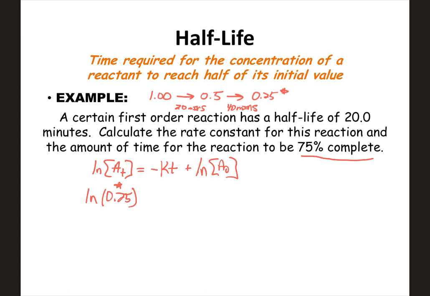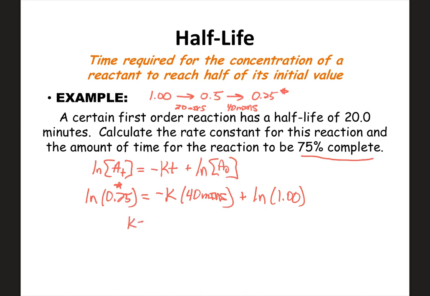Again, we could have done this a lot simpler, but I want to show you here how to do the problem using this logic and the percent complete. So this would be equal to negative k, which is what I'm solving for, times the time, which we said was 40 minutes. We already figured that out. Plus natural log of the concentration at time 0. Because they didn't give us a value here, we were starting at 1.0, or if we had used 100, so it would be the natural log of 1.00. So all you're going to do here is solve for k.